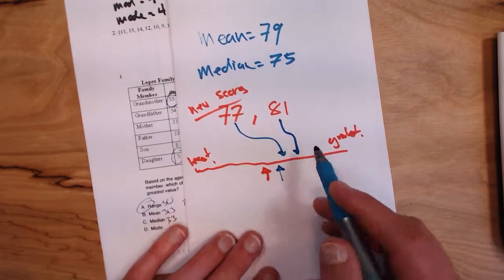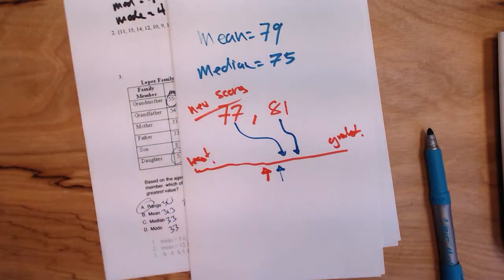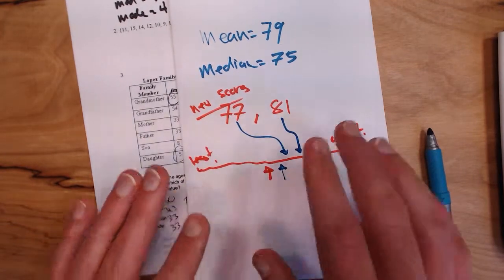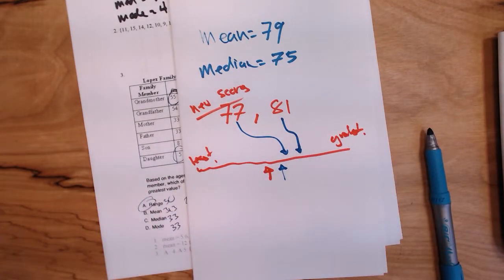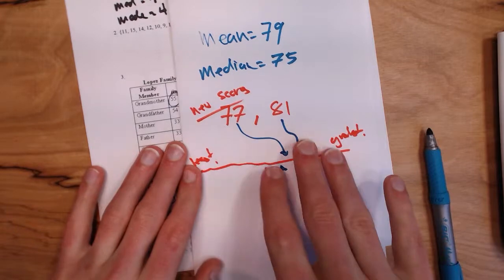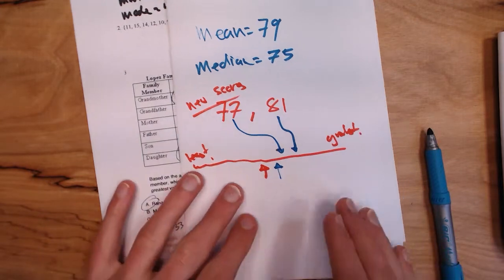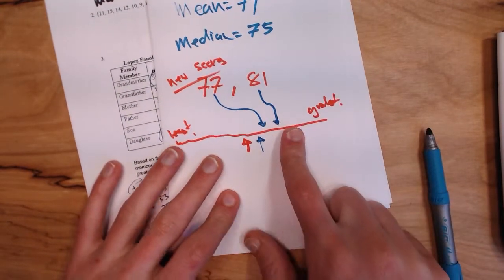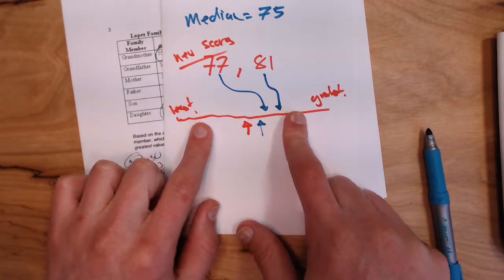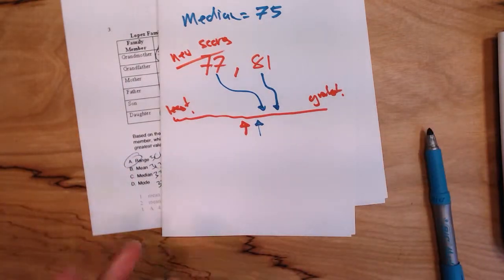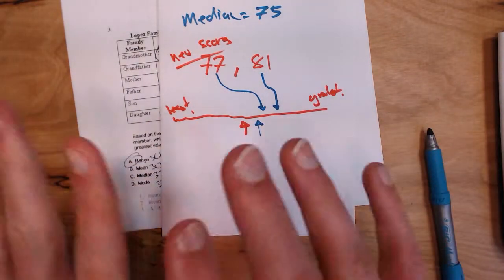So is adding 2 numbers on the right side going to change where the center of the list is? And the answer is yes. By adding 2 numbers on the right side, the center is no longer the center. As a counter example, if I added 1 number over here and 1 number over here, then my median would stay the same, because the middle of the list would still be exactly the same.